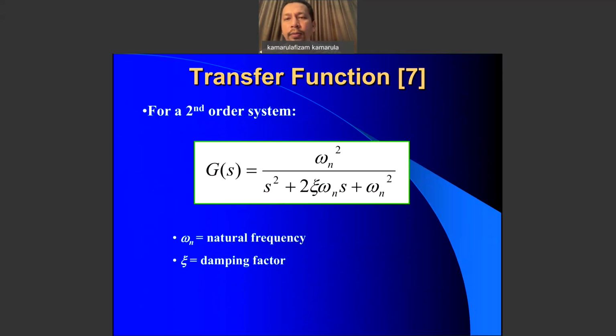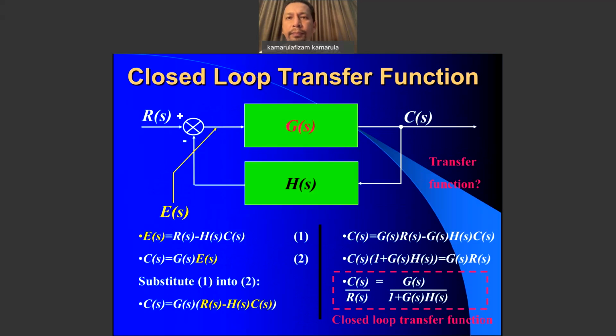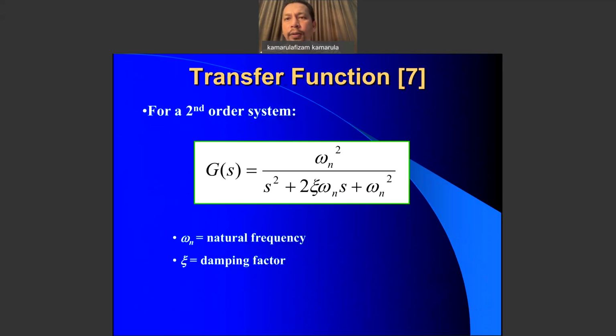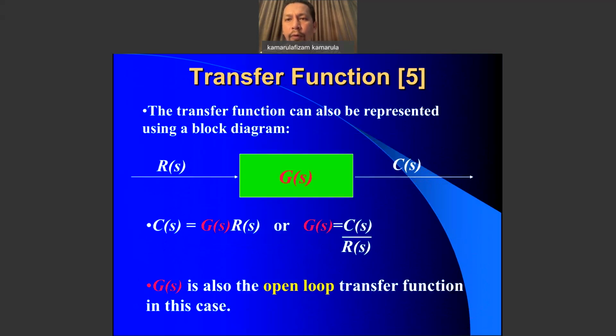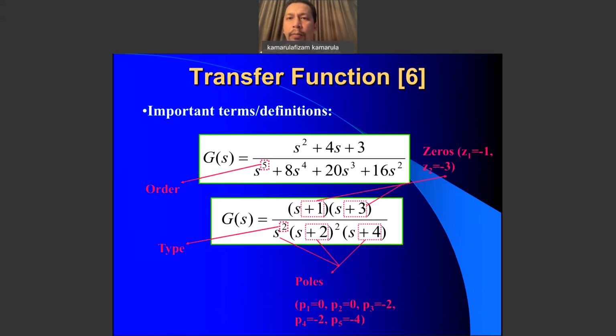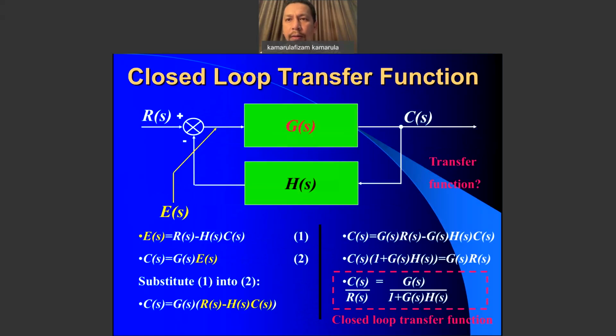and now this is the transfer function of the second order system. Okay, just now we have seen the transfer function for an open loop system, but now this is how you get it for the closed loop system.